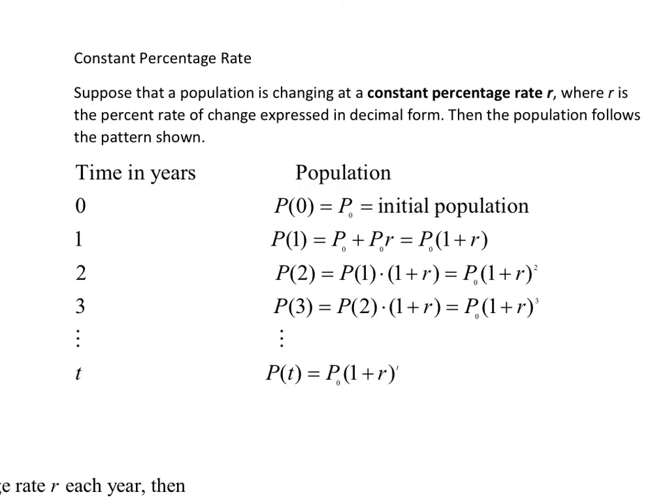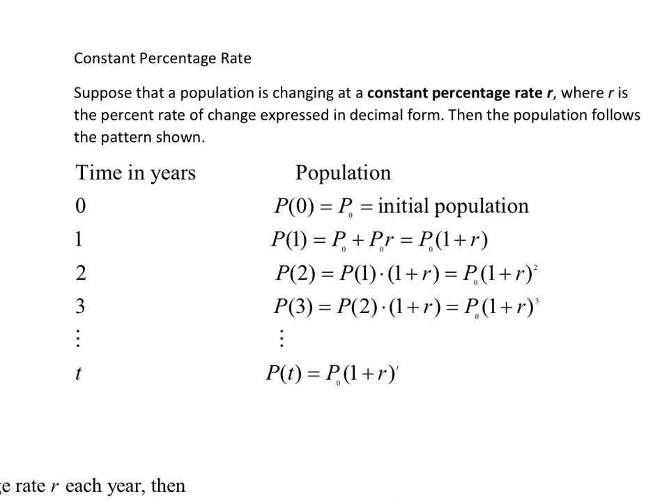Alright, so what is a constant percentage rate? Suppose that the population is changing at a constant percentage rate R, where R is the percentage rate of change expressed in decimal form. Then the population follows the pattern shown. P sub 0 is the initial population, so the initial amount is when the time is 0. As it grows, you have the initial amount plus the initial amount times the rate. Where you factor it out, you get the initial amount times 1 plus R.